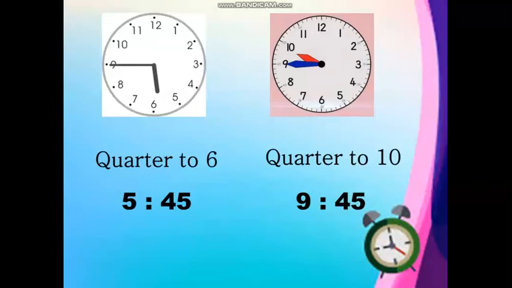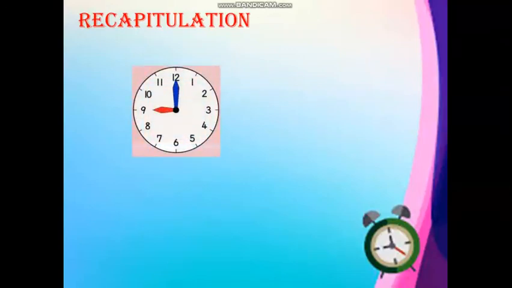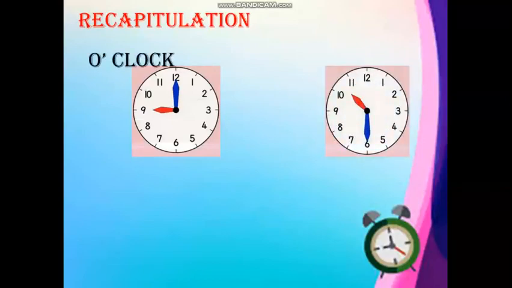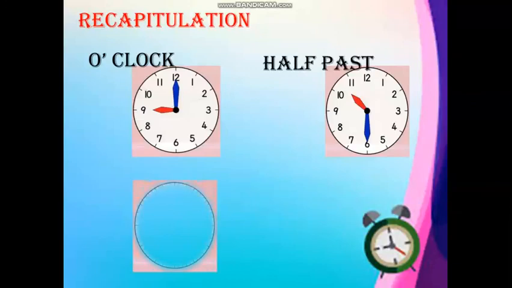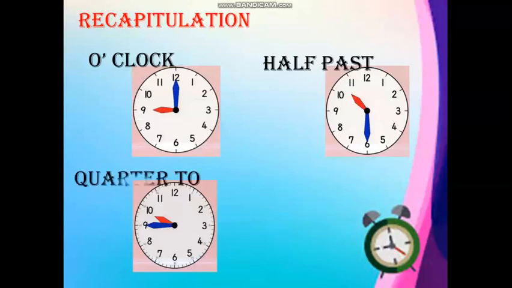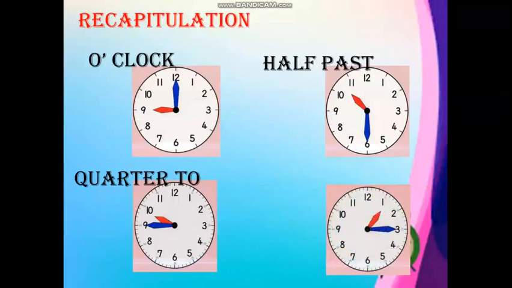Right, children? So let us see what all have we learnt in this time video. See, if minute hand is at 12, time is going to be o'clock. If minute hand is at 6, the time would be read as half past. If minute hand is at 9, quarter to, and if minute hand at 3, quarter past.